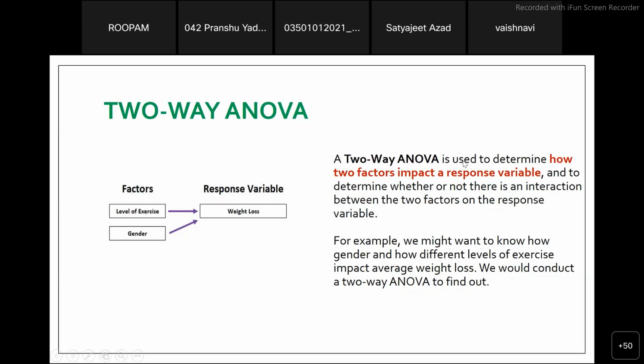So two-way ANOVA is used to determine how two factors impact a response variable and determine whether or not there is an interaction between the two factors.